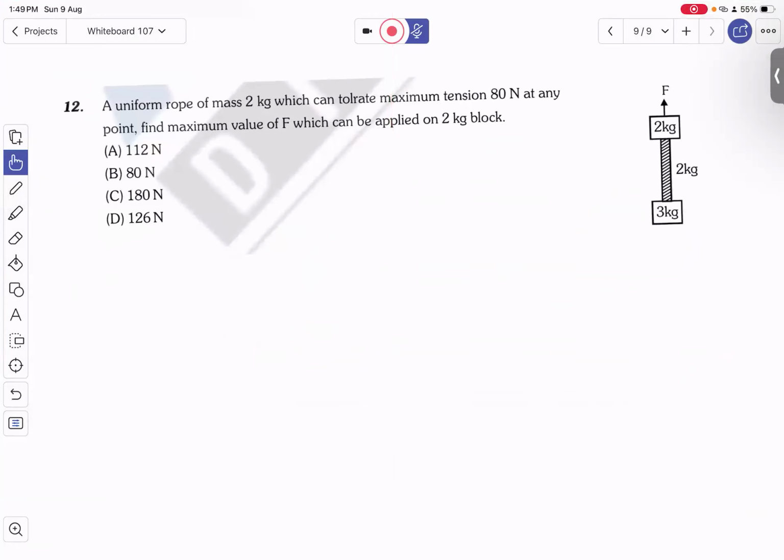A uniform rope of mass 2 kg can tolerate a maximum tension of 80 Newton at any point. Find the maximum value of the force F which can be applied on the 2 kg block so that the string, or that rope, should not break.